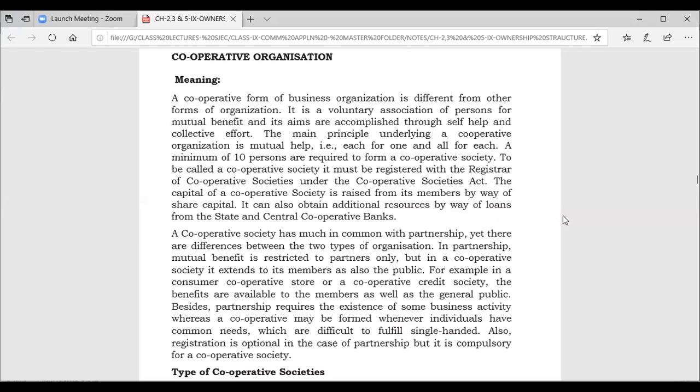Cooperative organization or cooperative society is a different form of organization from sole proprietorship and partnership. The main principle underlying cooperative organization is mutual help. That is, each for one, all for each other. A minimum of 10 persons are required to form a cooperative society. It's a society formed by 10 or more persons, to run the organization not with a 100% profit motive, as we have seen in sole proprietor and partnership, but with a motive of helping.